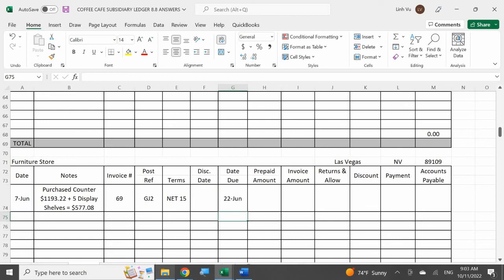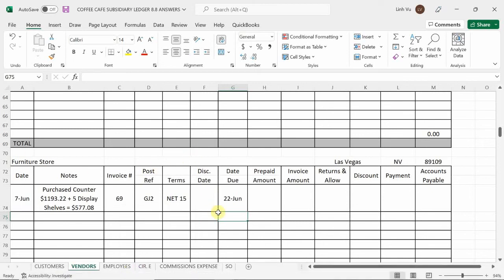So in this case, because I set up my date column to be dates, if I add 15 days to it, it will automatically calculate what 15 days after the 7th is, which is going to be the 22nd of June. Okay? So that means I need to be aware that I have a payment in a couple weeks from now. Okay? No prepayment because you didn't talk to the furniture store ahead of time.